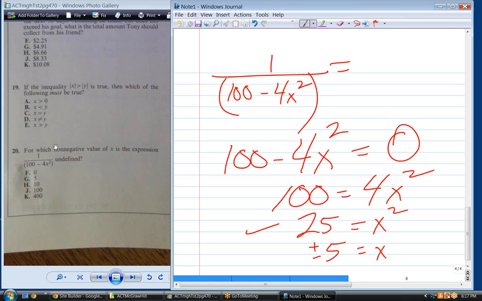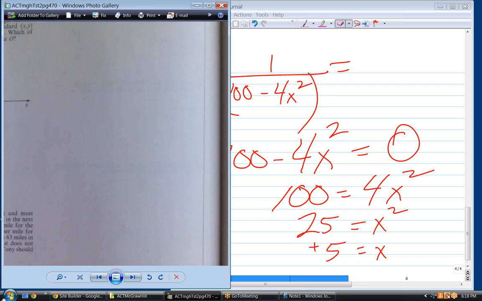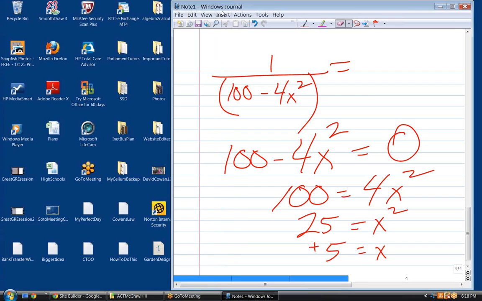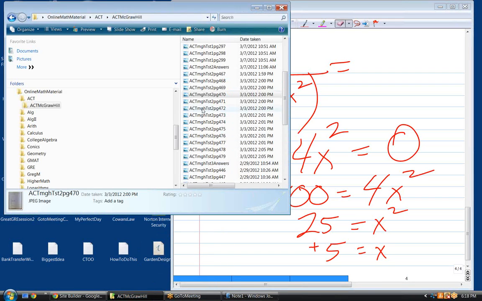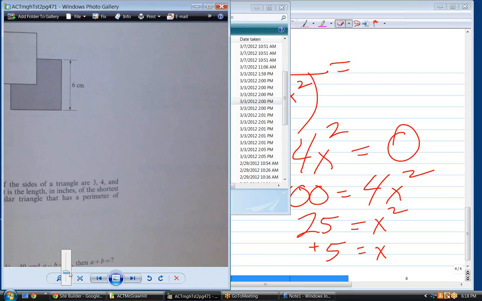Okay. In this problem, they did say for which non-negative value of x. So we don't care about the minus 5. They're saying which positive value of x makes that undefined. Well, it's 5. And they only put the positive answer on there. It would have been a better question if they'd had a negative 5 on there also. Because then you'd have had to make sure you go back and read, can't have a negative answer. Even though negative 5 does satisfy that equation.